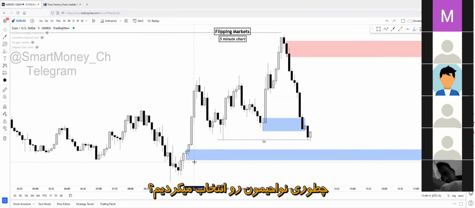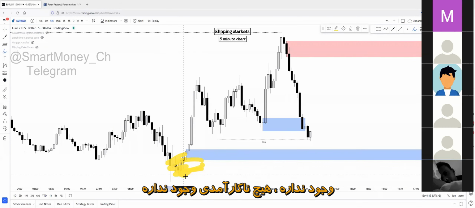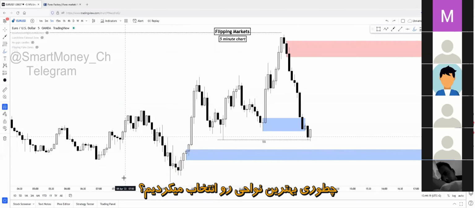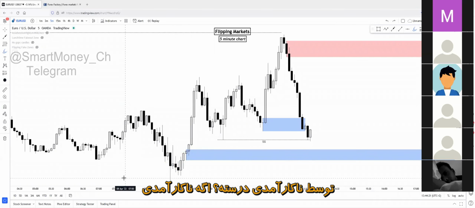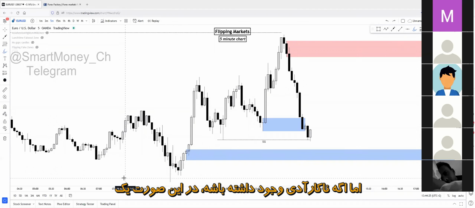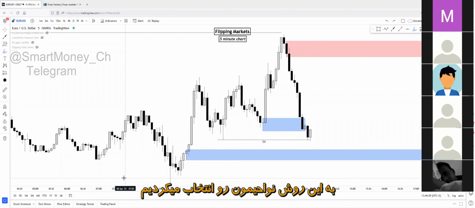How do we choose our zones? There's no inefficiency. There's inefficiency. How do we choose the actual best zone? With inefficiency, right? If there's no inefficiency, that won't be a zone. If there's inefficiency, that will be a valuable zone. That's how we choose the zones.